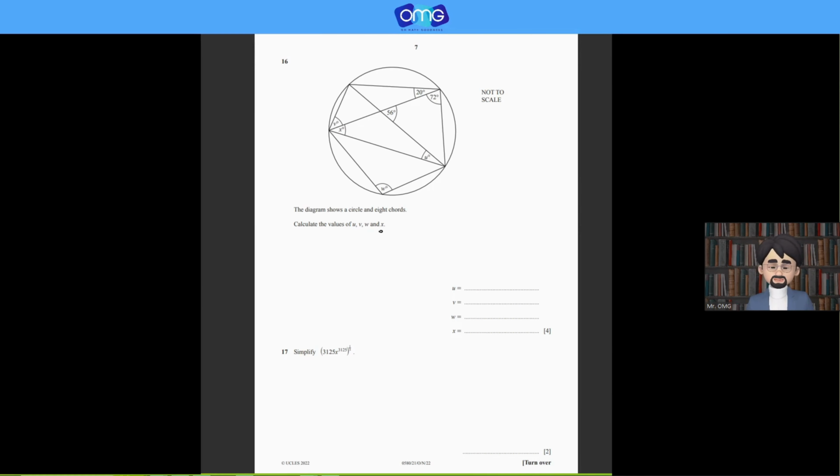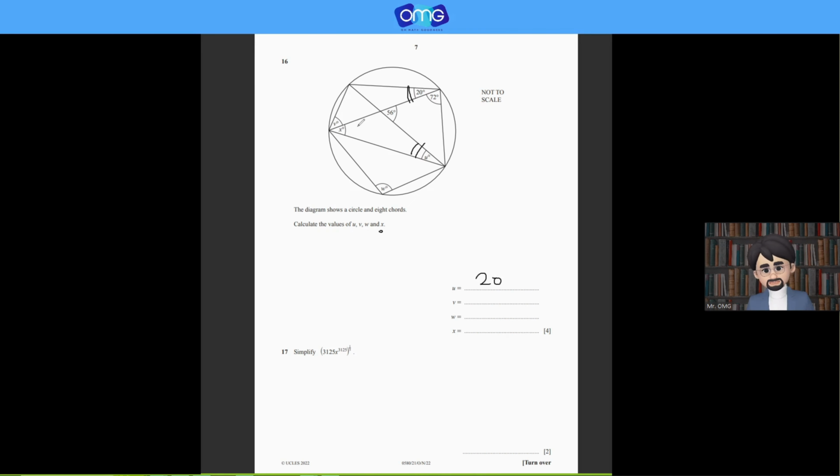Number 16. This is circle geometry. We need to find u, v, w, and x. How to find this? Look at this, there are 8 chords. Any information here? We can know that this is 20. By the circle theorem, this is equal. So this is 20.